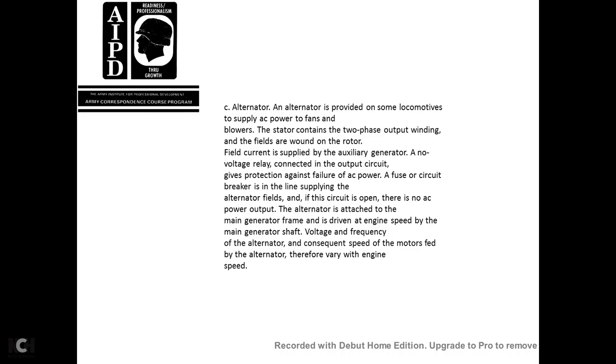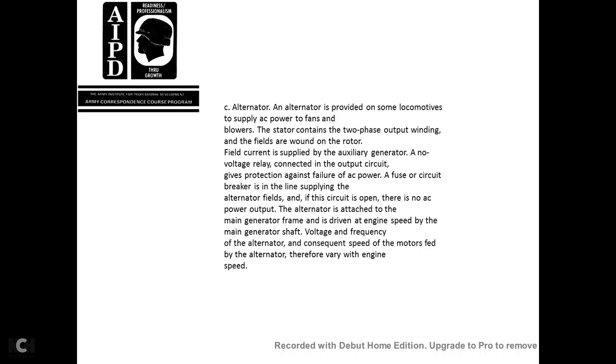The alternator is provided on some locomotives to supply AC power to the fans and blowers. The stator contains the two-phase output winding. The fields are wound in the rotor. The field current is supplied by an auxiliary generator. A no-voltage relay connected to the output circuit gives protection against failures of the AC power.